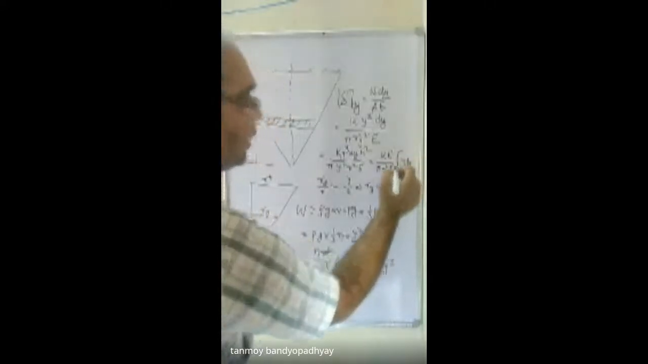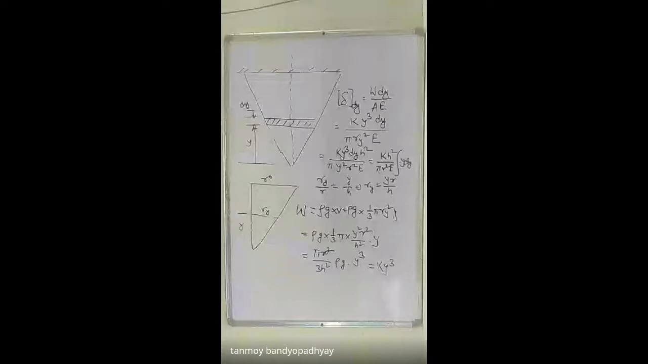So now you can integrate. Once you integrate, you will get the value of delta. It's given in the note, page number 39. The answer that will come out is rho g h square divided by 6E. Rho g h square divided by 6E. Okay?